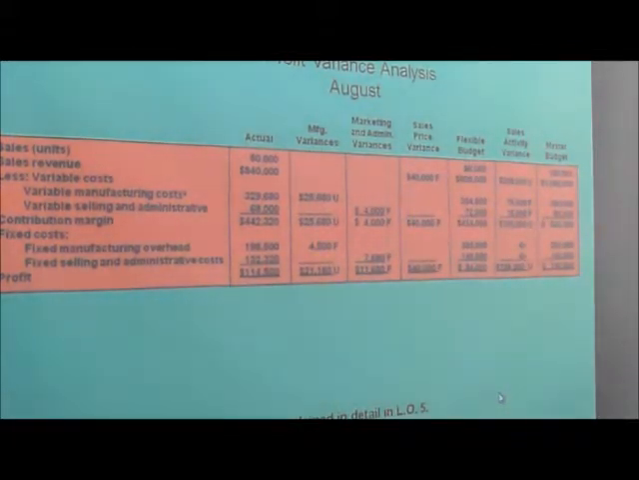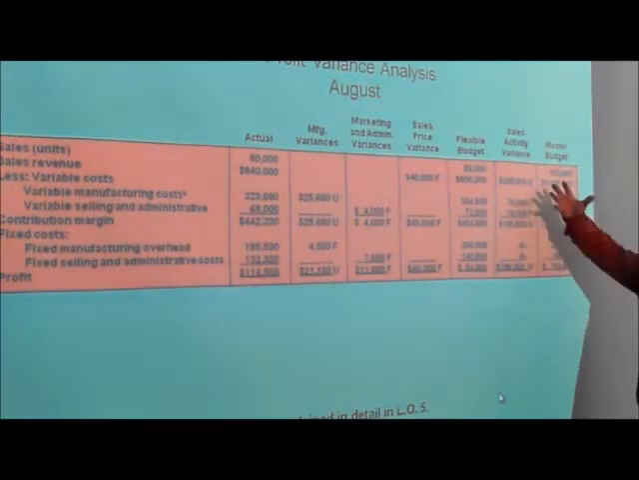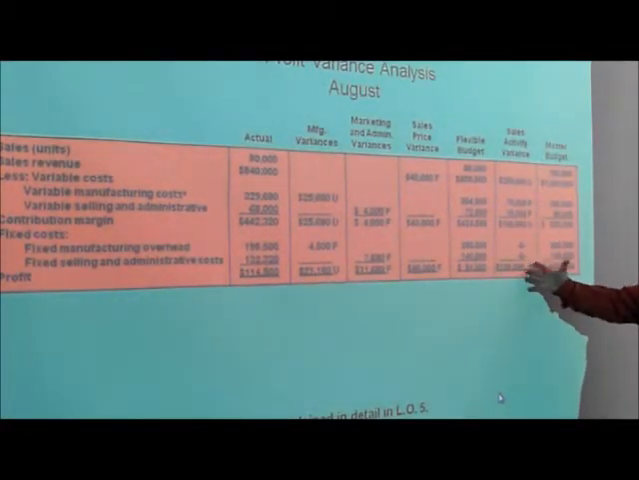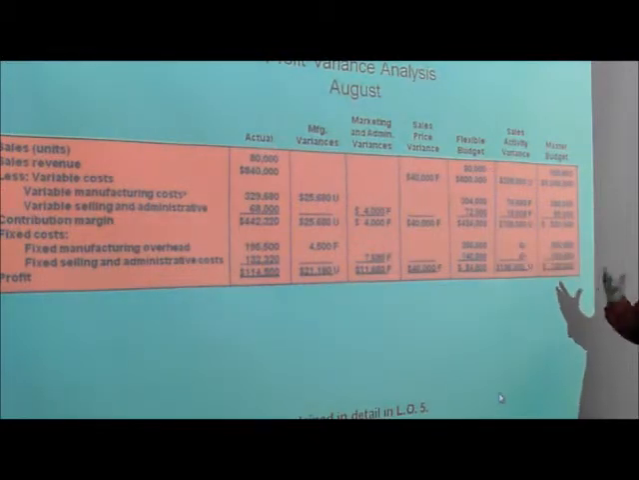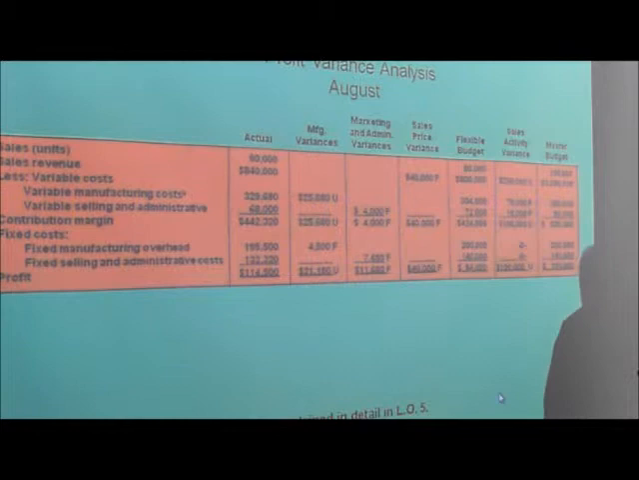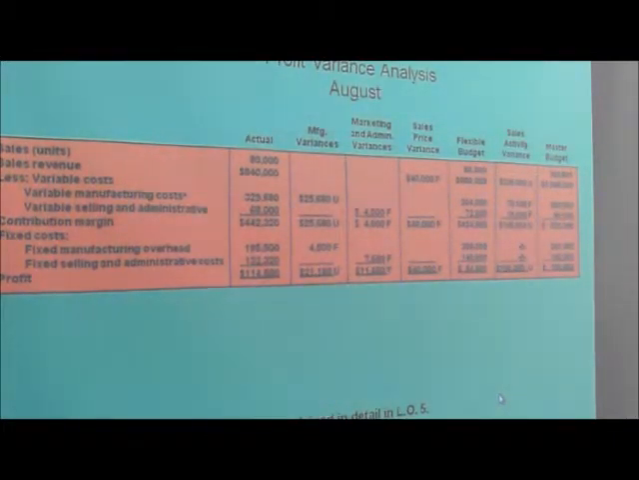Going through it, the sales activity we've already noticed. That's just the difference in these two. Different levels of volume accounts for that. But now notice here, the flexible budget, our sales price variance. We actually had sales of 840,000, but according to our budget, we should have only had sales of 800,000. We got a 40,000 favorable variance.